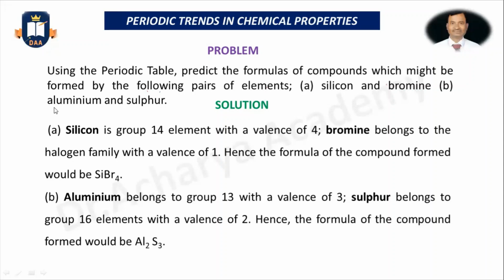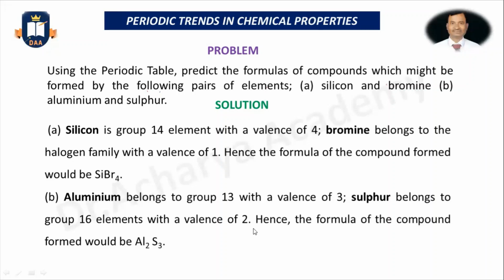Similarly, consider aluminium. Aluminium belongs to group 13. So what is its valence? Valence is 3. Now sulfur. Sulfur belongs to group 16. And we know the valence of the elements belonging to group 16 is 2. So for sulfur also, its valence is 2.